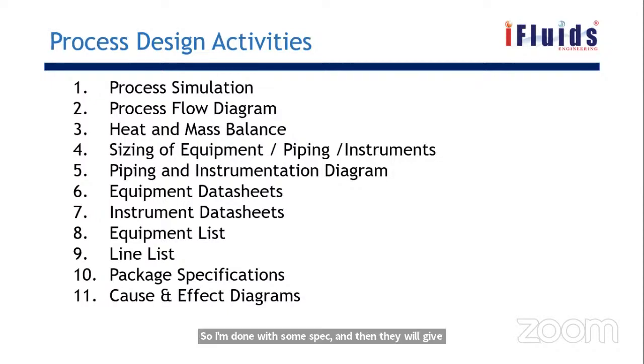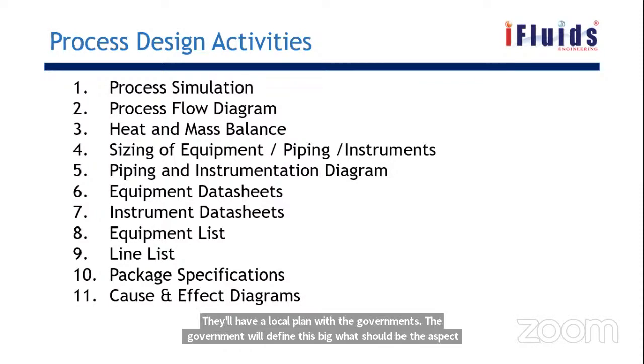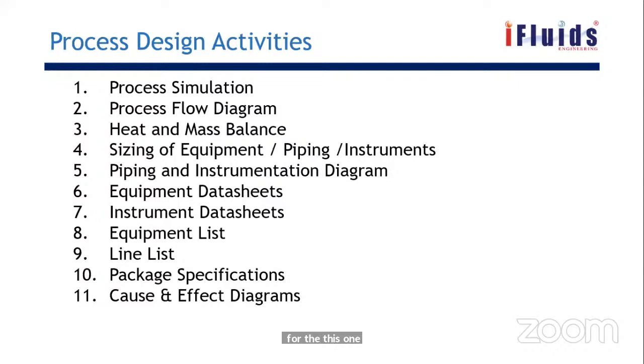and then you need to discharge to the atmosphere. Atmosphere means they will have a local plant with the government spec. Government will define what should be the spec for the wastewater discharge to the atmosphere. For that spec, they will design and produce, give the complete package, complete unit, and put it in the refinery, say for example, if they are going for a refinery.